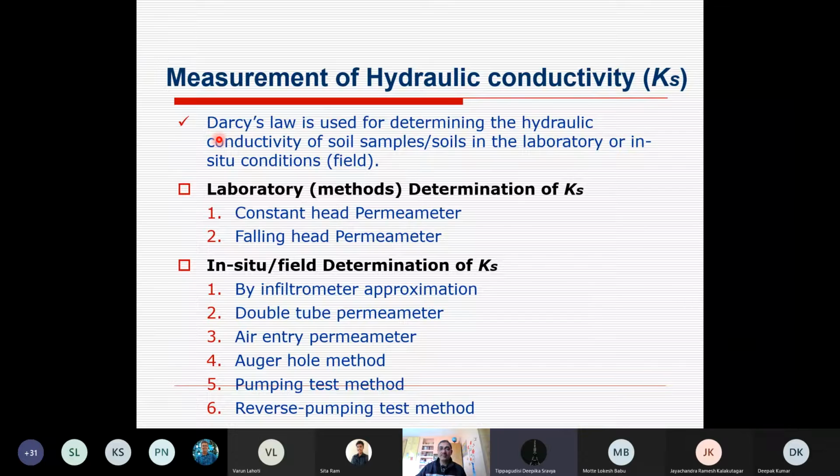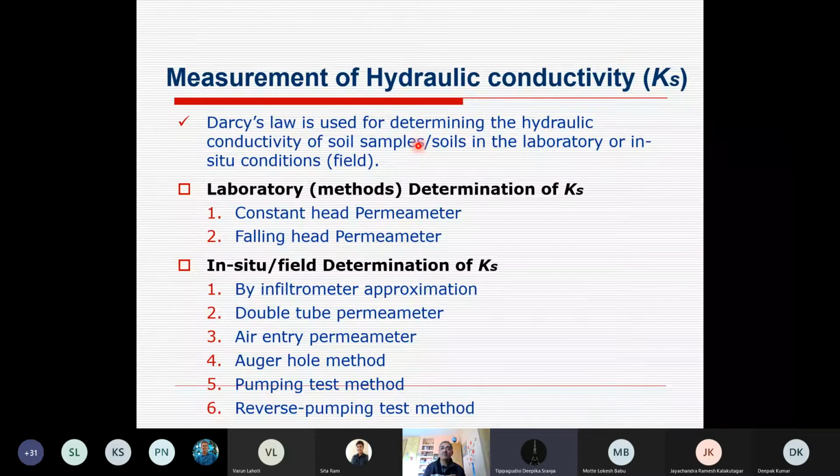If it is soil sample, it's in laboratory, or in situ, means in the field condition. If it is soil, we have interest. So it's a field condition. In situ means field condition. So Darcy law is used, and you know now the Darcy law, that is Q is equal to KIA. K is hydraulic conductivity, I is hydraulic gradient, and A is the cross section area of the sample or soil we have taken into account, and Q is equal to discharge per unit time.